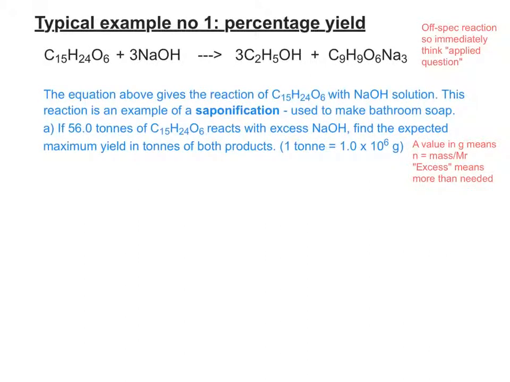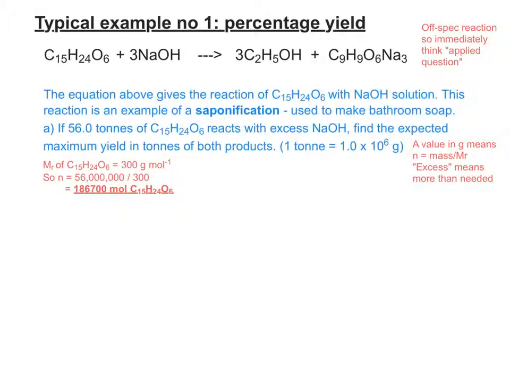In addition, the same sentence talks about excess NaOH. So excess means that you actually have more NaOH than is needed. The likelihood is that you will not have to work out the number of moles of NaOH that you'll need to use. So it says find the expected maximum yield in tons of both products. So that means both of these here have to be worked out. So let's get started.